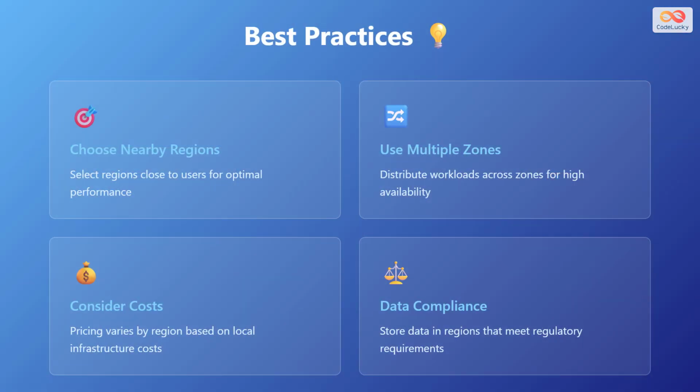Here are 4 essential best practices when working with regions and zones. First, choose nearby regions. Select regions that are geographically close to your users for optimal performance. Second, use multiple zones. Always distribute your workloads across multiple zones within a region to ensure high availability. Third, consider costs. Remember that pricing varies by region based on local infrastructure and energy costs. Fourth, data compliance. Store data in regions that meet your regulatory and compliance requirements, especially for industries with strict data residency laws.